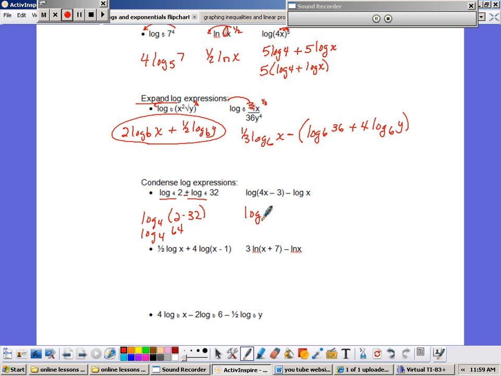They both have a log, so the log comes out. This is subtracting, so it's dividing. So 4x minus 3 divided by x. This has an exponent that has to go on, so that's the power of half. And this has an exponent that goes on, and this is multiplied. So log of square root of x times x minus 1 to the 4th.